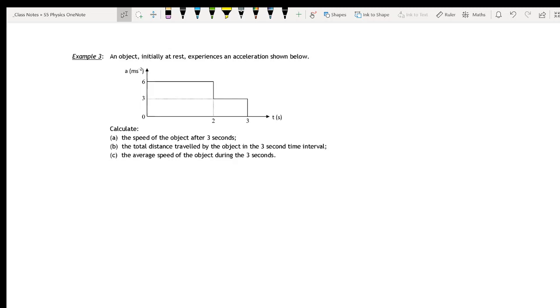So we're looking at the whole motion. The acceleration has changed. So what we need to do is split it into motion A and motion B. We need to find the speed at 2 seconds and then use that to find the speed at the end. So, find the speed at 2 seconds, first of all.